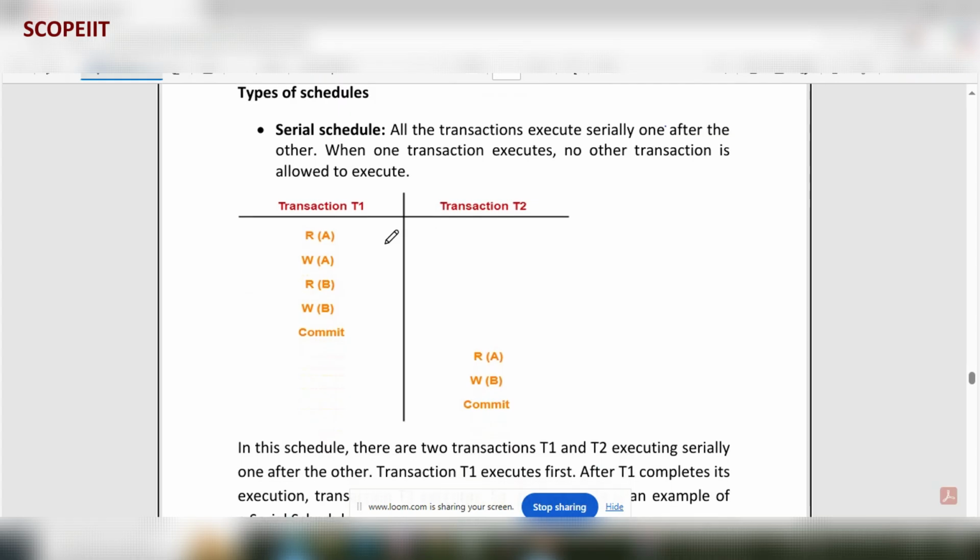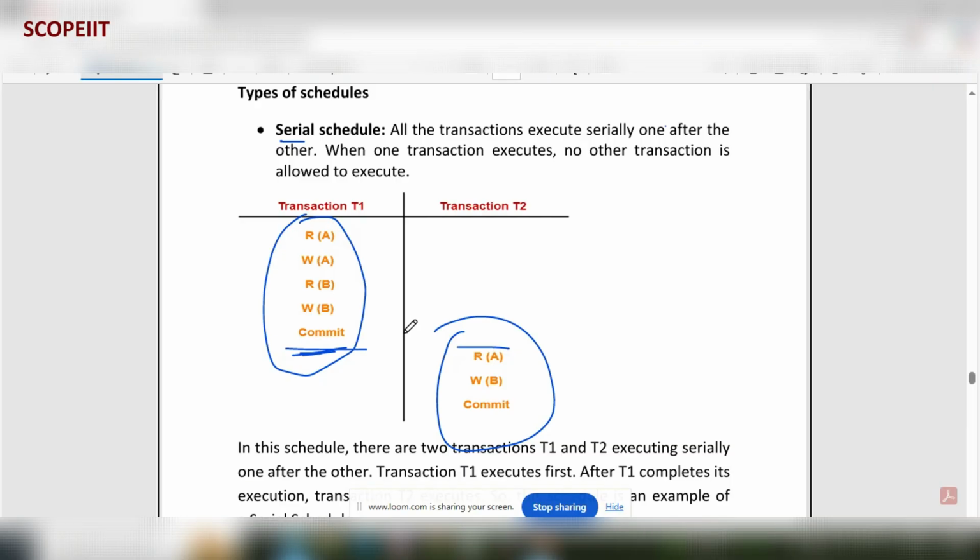One is a serial schedule. What do you mean by serial schedule? All the transactions are executed serially, one after another. That means you can see here, first of all we have executed transaction T1. Once we have completed the execution of transaction T1, after that only transaction T2 will start. So here you can say this is your serial schedule.